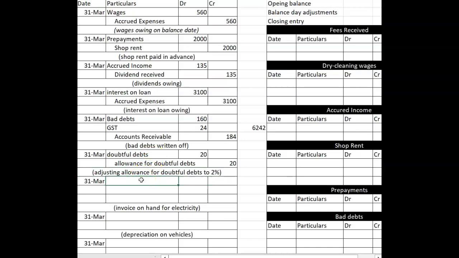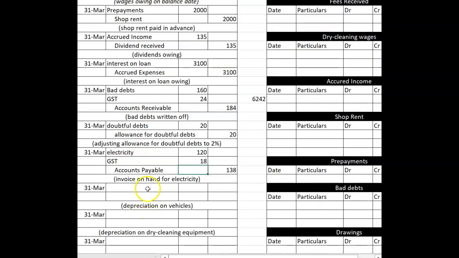Invoice on hand for electricity. So we're going to debit electricity and GST, and the credit goes to. And that electricity owing was 138. So these journal entries are nice and easy. Again, just make sure you indent that one.